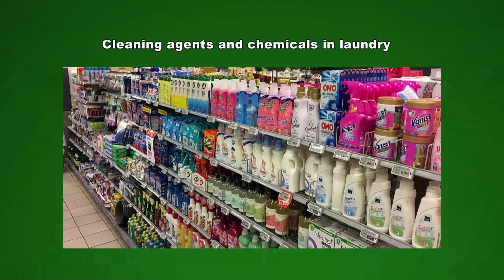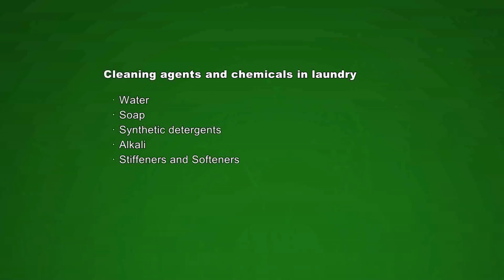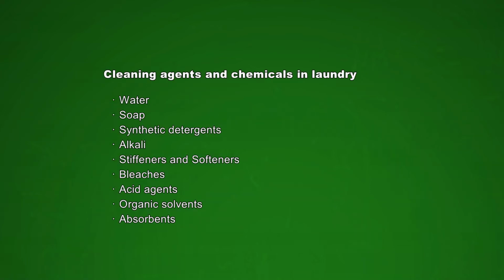Now let's look at various cleaning agents and chemicals used during laundry. There are various types of cleaning agents and chemicals used in the hospitality laundry department as well as in commercial laundry service providers, such as water, soap, synthetic detergent, alkali, stiffeners and softeners, bleaches, acid agents, organic solvents, and absorbents.